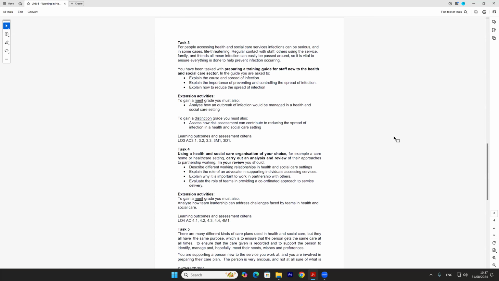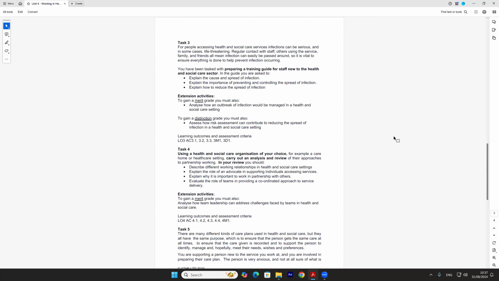So understanding how infection is spread helps in developing strategies to interrupt the transmission of pathogens, thereby preventing outbreaks. Then we have to explain the importance of preventing and controlling the spread of infection. So infection prevention and control is essential to protect both individuals receiving care and healthcare providers.